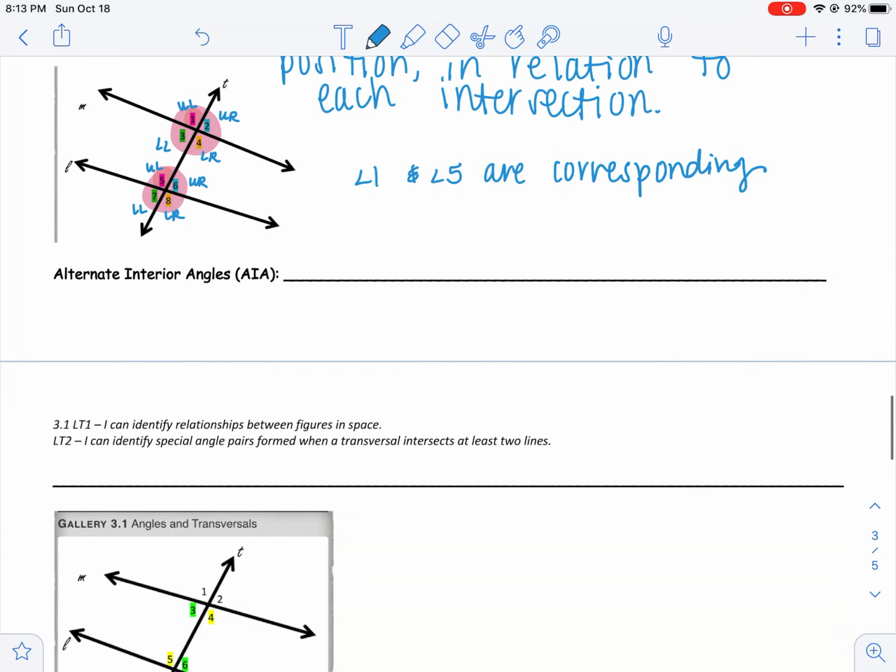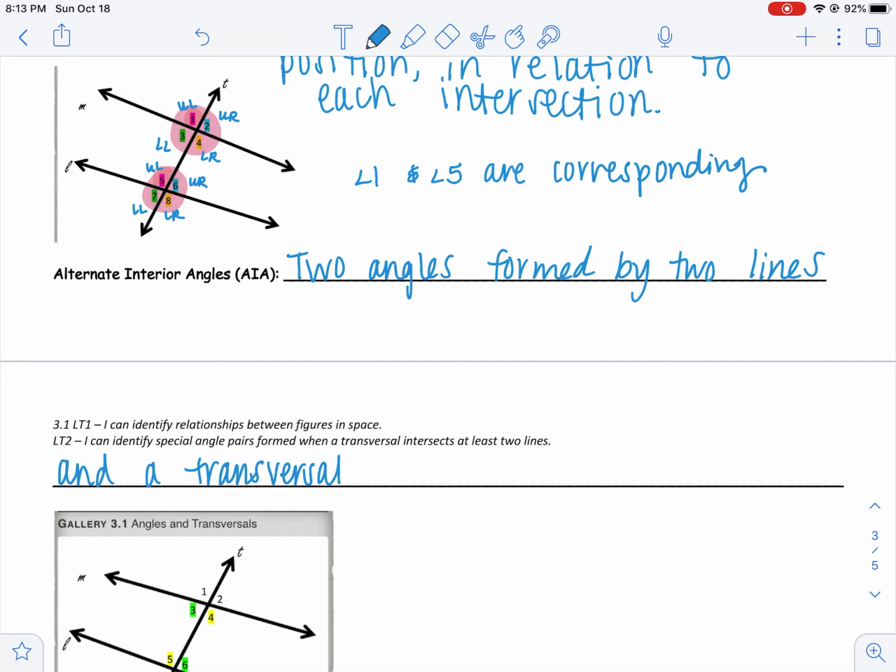Okay? Now, alternate interior angles. Alternate interior angles are two angles formed by two lines and a transversal that lie between two lines on opposite sides of the transversal.